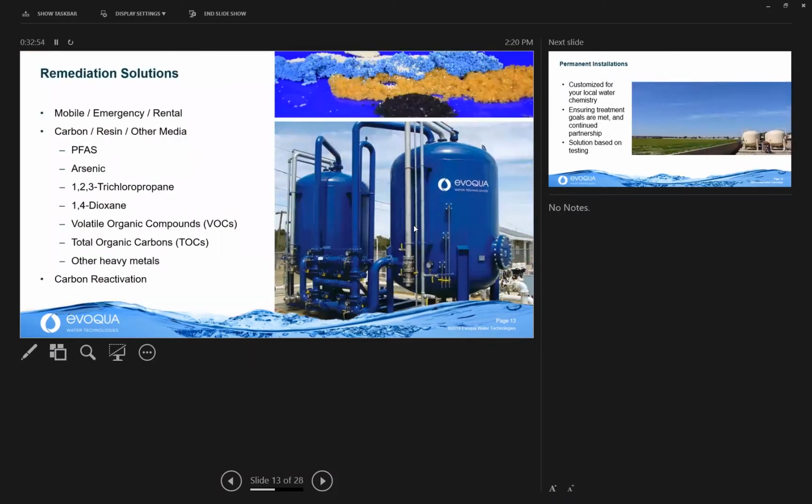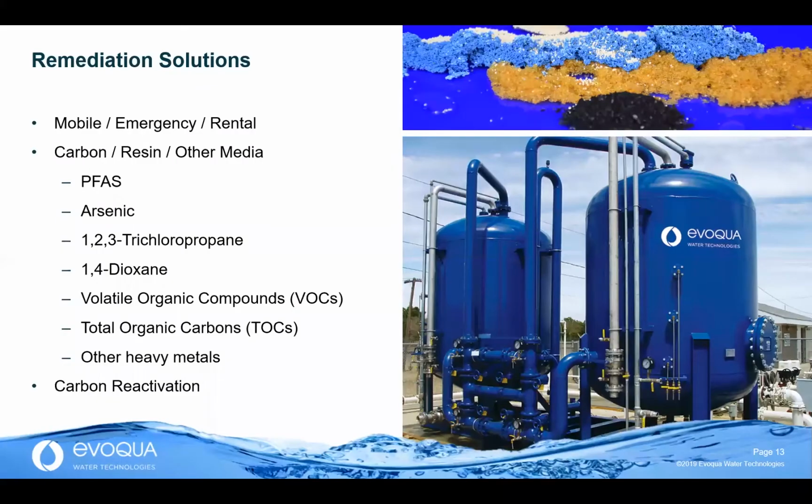So for remediation solutions, you can see on the right in the slide, the top are some pictures of some resins of different medias. In the top picture, the bottom with the black is actually activated carbon. The picture below shows some permanent vessel installations. These are some of our PV pressure vessel series.